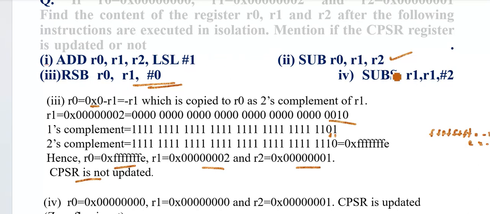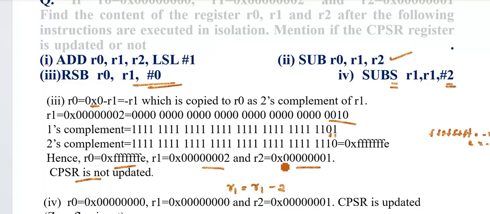Fourth instruction, there is an S, that is, update the flag. SUBS R1, R1 and immediate value 2. They are not given any R2 register or other register; they are given a specific value here. So the destination is R1 and one of the operands is also R1, and you have to subtract 2 from this R1.